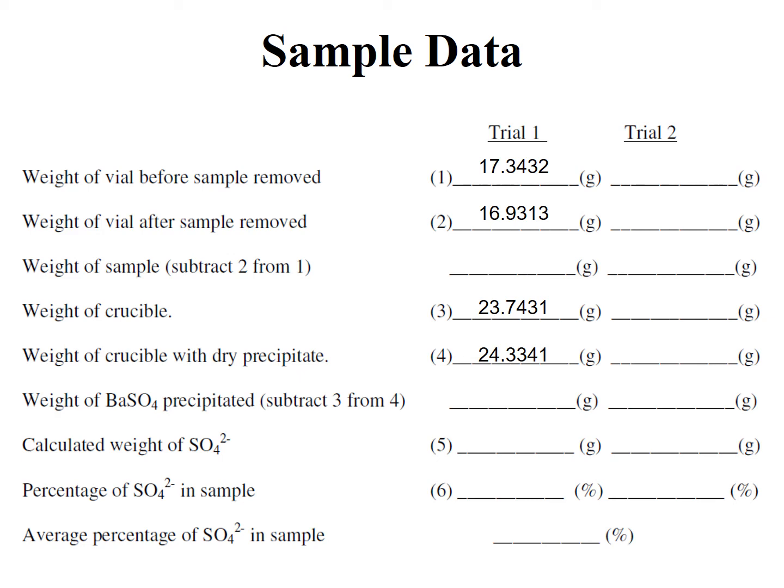So 17.3432 is the weight of the bottle before you remove the sample, and then you remove some sample, and the remaining weight is 16.9313. If we take the difference, this minus this one, you will get around 0.4119. Now at the end, you get the weight of the crucible, which is 23.7431, and then the weight of the crucible with dry precipitate.